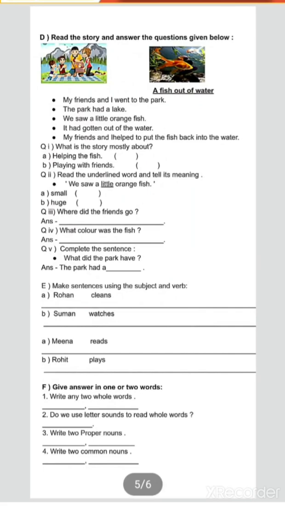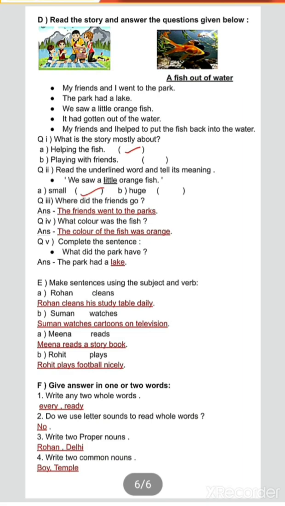Next, make sentences using the subject and the verb. Subject means for whom we are talking about, and the verb is what the subject is doing. Using these two words, the subject and the verb, we will frame sentences. Rohan cleans. We can frame a sentence like, Rohan cleans his study table. You can frame your own sentence, it is your choice. You can use these words and frame your own sentences also.